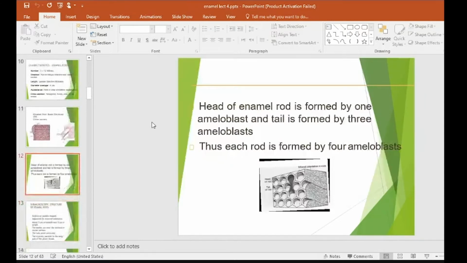Enamel rod has head and tail. The head of the enamel rod is formed by 1 ameloblast and the tail is formed by 3 ameloblasts. How many cells form the whole rod? So 4 ameloblasts we need. 4 ameloblast cells form the head of the enamel rod and the tail of the rod. Thus each rod is formed by 4 ameloblasts.